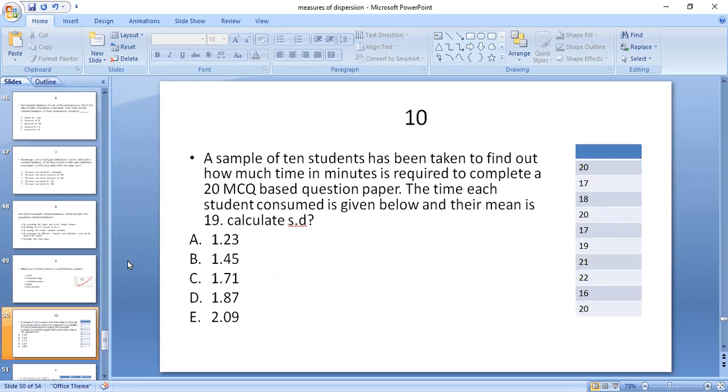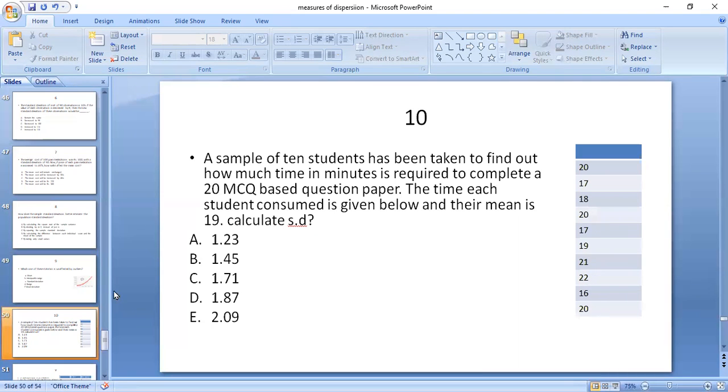Last MCQ: a sample of 10 students has been taken to find out how much time in minutes is required to complete a 20 MCQ based question paper. The time each student consumed is given below and their mean is 19. Calculate the standard deviation. This is a calculation question. The first observation is 20, second is 17, 18, 20, 17, 19, 21, 22, 16 and 21.